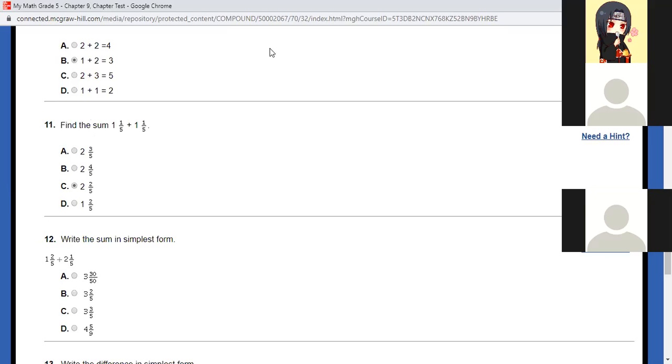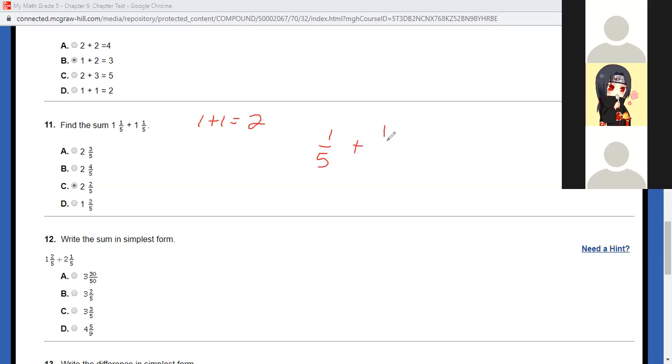All right, Agni thinks it's C. Let's test his theory. So I have 2 whole numbers. 1 plus 1 equals 2, so I can safely do that for now. And then I have 1/5 plus 1/5. Since they're common denominators, my 5 stays. 1 plus 1 is 2, so my answer is 2 over 5. Is that what he said? Boom, that is what he said.